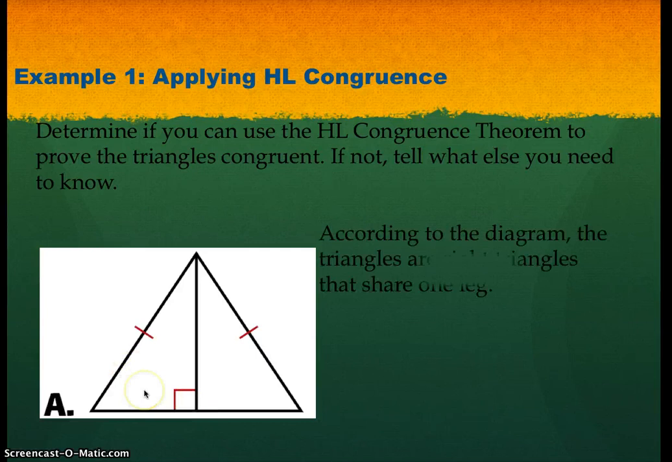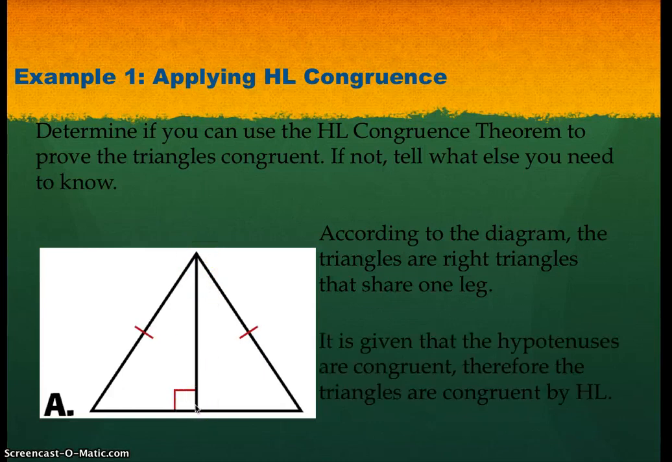So the first thing I notice is that according to the diagram, the triangles are in fact right triangles. They share the 90-degree angle right here. If 90 is marked on that side, 90 must also be marked on this side, because together those two make up a line on the bottom. Not only are they right triangles, but they also share this leg right here. We have a reflexive side in the middle, and that side is a leg. Also, it's marked in the picture that the hypotenuse is congruent to the hypotenuse. So, yes, these triangles are congruent by HL.